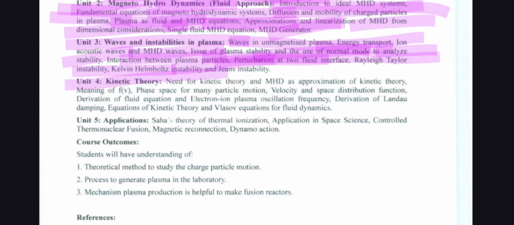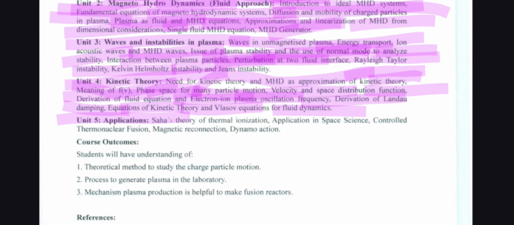Unit 4 is kinetic theory. So need for kinetic theory and MHD as explanations of kinetic theory, meaning of f(v), phase space for many particle motions, velocity and space distribution functions, derivation of fluid equation and electron-ion plasma oscillation frequency, derivations, Landau, equation of kinetic theory and Vlasov equation for fluid dynamics.